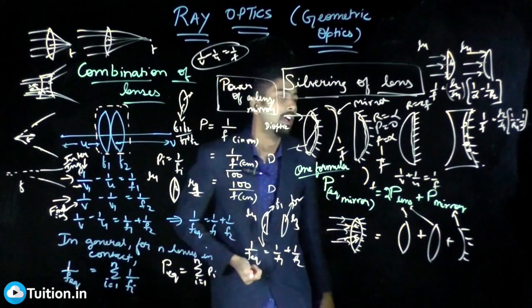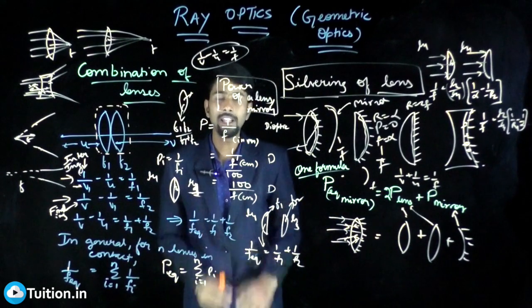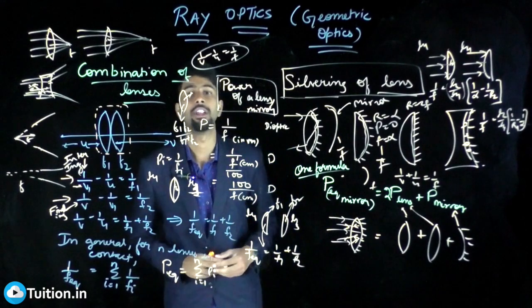This was the concept. With this we are done with lenses and mirrors completely. We'll now proceed with the concept of critical angle and total internal reflection. So let's go.